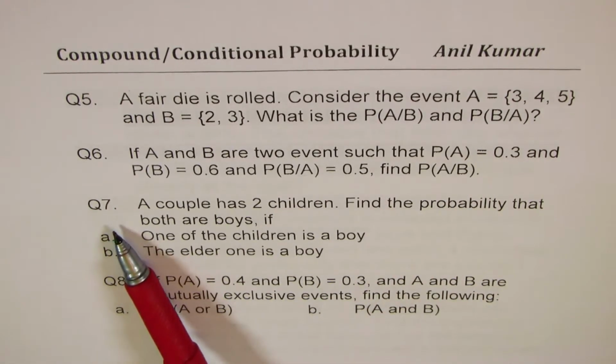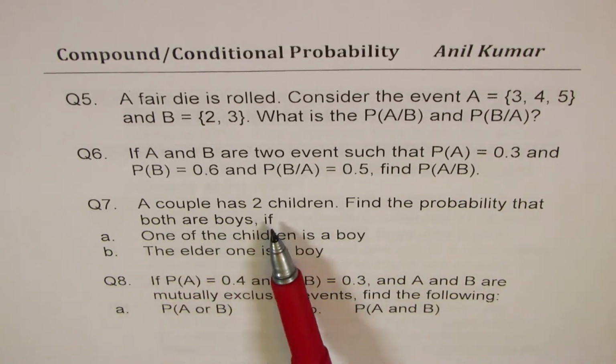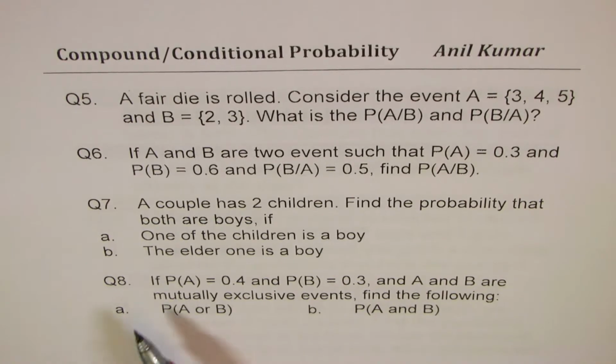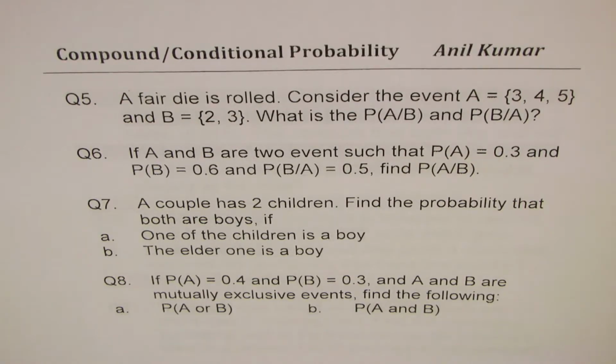Question number 7. A couple has 2 children. Find the probability that both are boys if one of the children is a boy, the elder one is a boy. Question number 8. If probability of A is 0.4, probability of B is 0.3, and A and B are mutually exclusive events, find the following: probability of A or B and probability of A and B. So with that, you get some idea about mutually exclusive events, and before that, we talked about conditional probability with given probabilities.